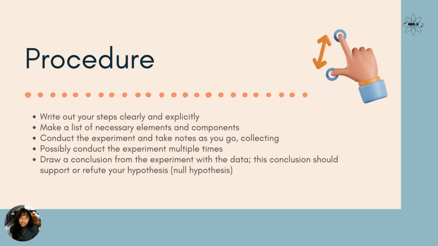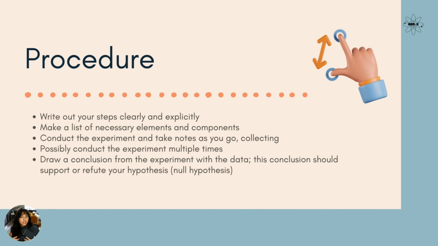Make a list of necessary elements and components. So the ingredients that you're going to be using. Make sure you have all the parts listed, all the parts that you're going to be using in your experiment. Conduct the experiment and take notes as you go. Make sure you're collecting the data in an organized fashion, storing it in tables, writing it down.